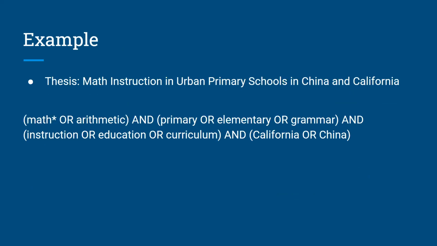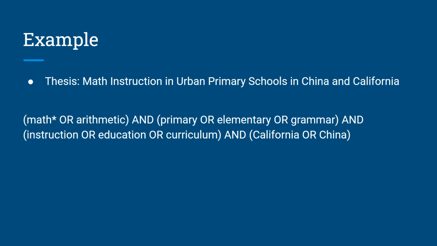So we have an example here. For example, if we were looking for a thesis on math instruction in urban primary schools in China and California, we could use that math with the truncation symbol, so it brings back all those variations, or arithmetic, and, open parentheses, primary or elementary school or grammar. You could continue on with as many other synonyms as you can think of, close parentheses, and instruction or education or curriculum, close parentheses, and California or China. So that way it's bringing back all those resources for either of those.